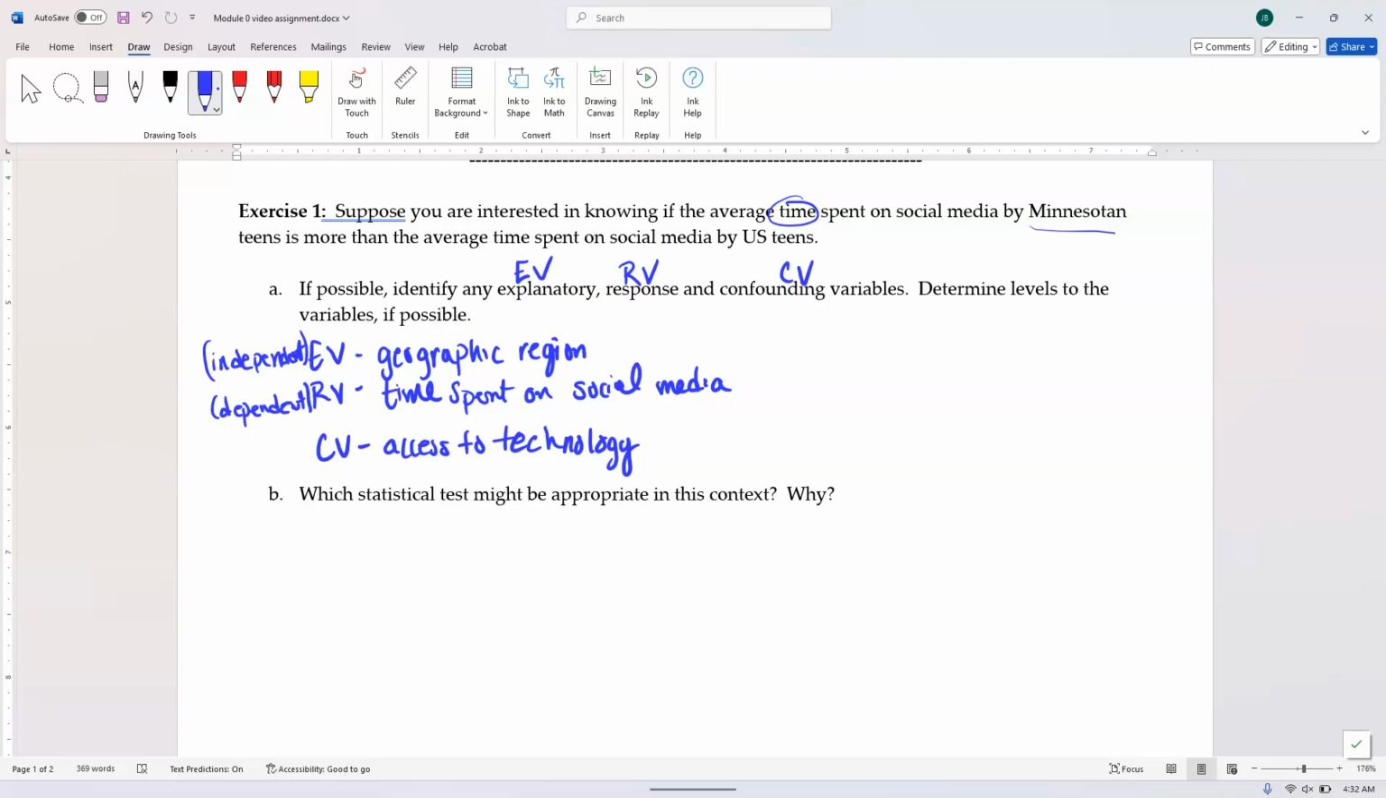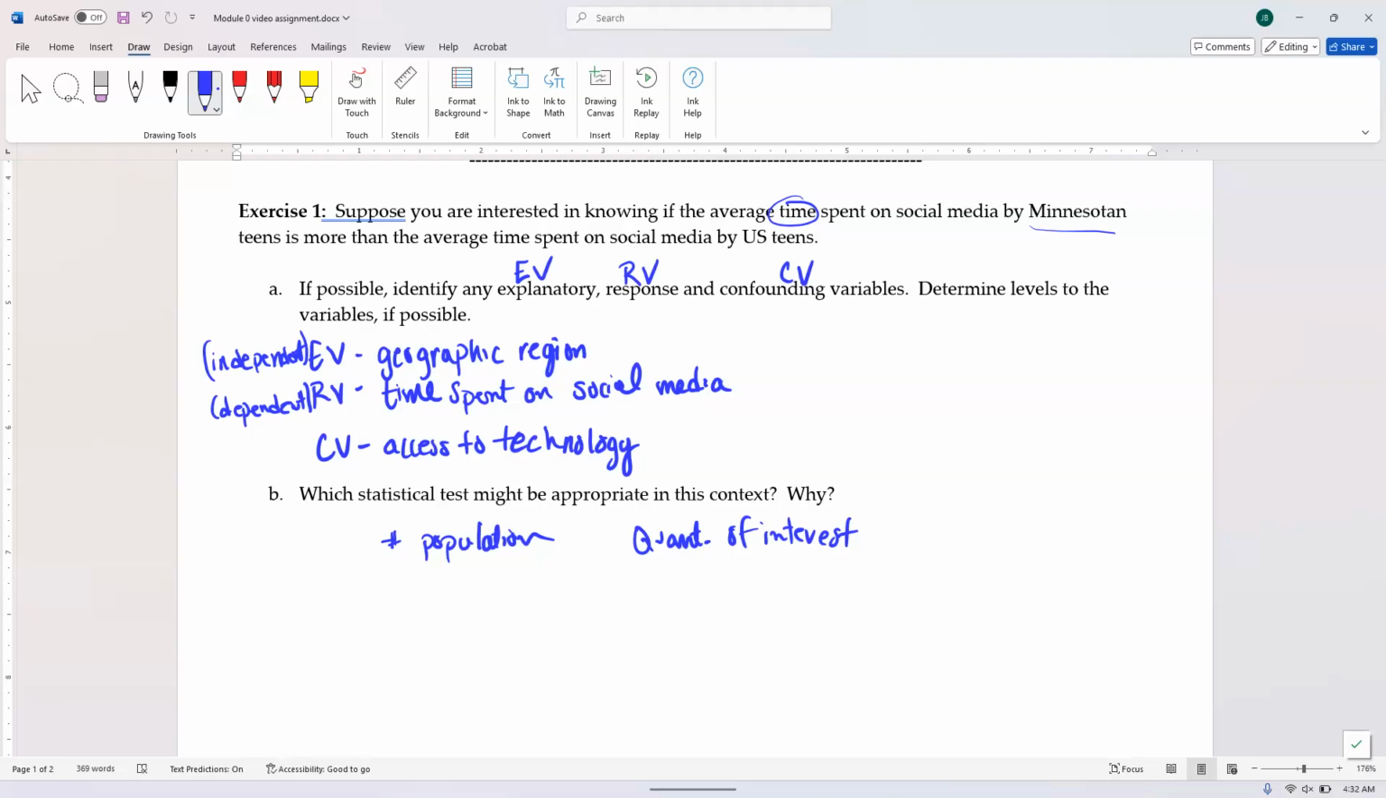Okay. Part B. What statistical test might be appropriate in this context? Well, what are we comparing? So I'm thinking through that decision tree, right? So the first question was number of populations. That was the first kind of branch. And then the second branch, or the second thing, was quantity of interest. And so if I can answer those two, that will tell me what test I have to do.